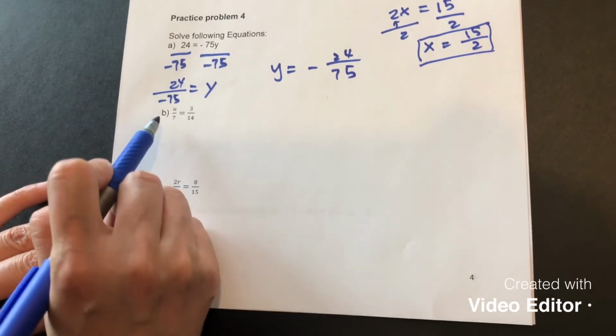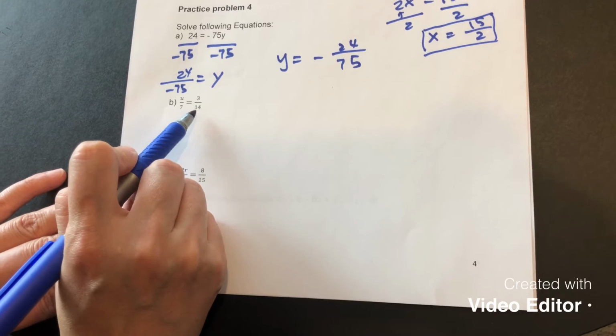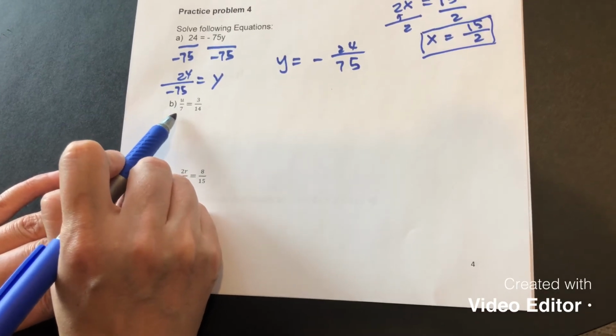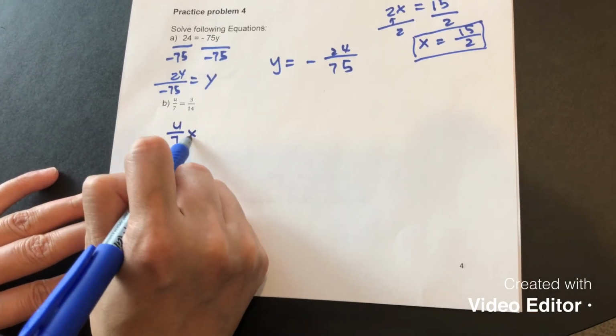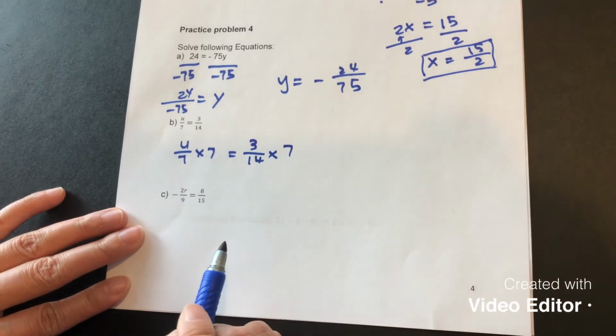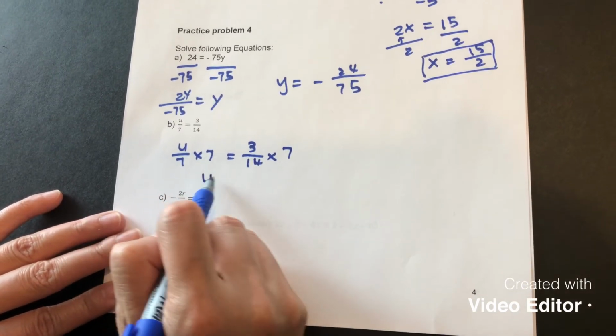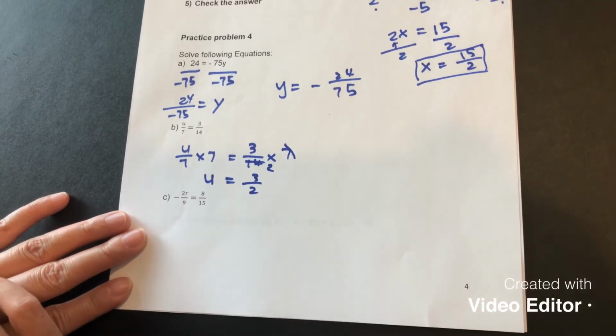This one, so unknown is on left-hand side, unknown divided by 7 equals to this. We need to get rid of this divide by 7. How do we do that? We multiply 7 to both sides of the equation. So now left side is u, right side is 3/2.